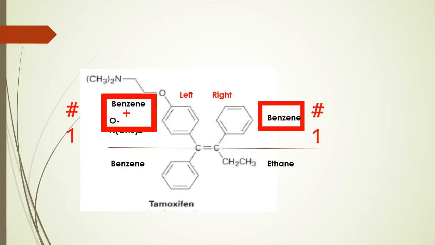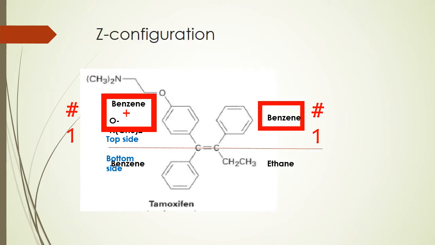Now we divide it into top and bottom sides, and because the highest priority substituents of the two sides are both on the top side, we see that the configuration is Z. If they were both on the bottom side, it would still be Z configuration. However, if, say, the benzene was on the bottom side, then the configuration would be E.